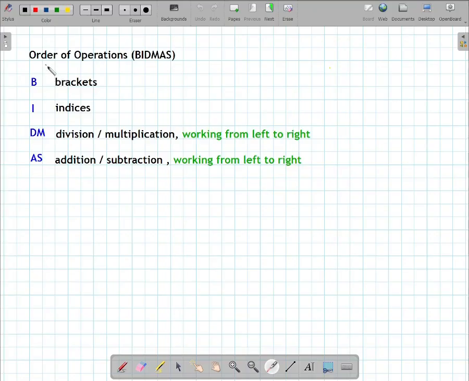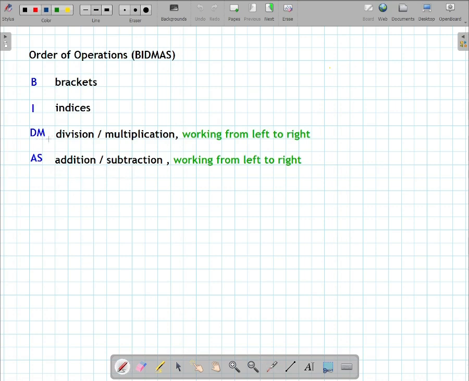Hi, today we are going to talk about order of operations, that is BIDMAS. B for brackets, I for indices, D for division, M for multiplication, A for addition, S for subtraction.